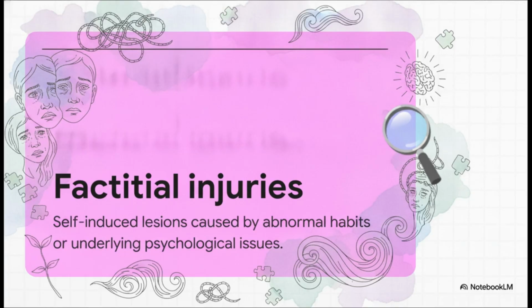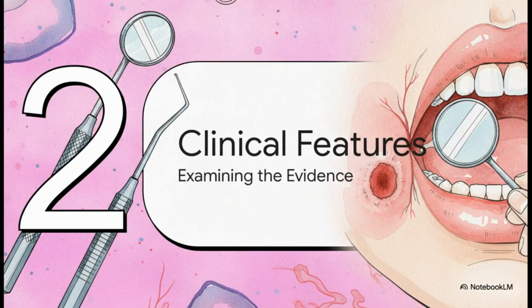Then, on the complete opposite end of the spectrum, we have factitial injuries. These are self-induced lesions caused by an abnormal habit. I'm telling you, these self-inflicted injuries are incredibly frustrating to diagnose in clinic because they just don't make sense. They follow a totally unpredictable course. The patient might not even realize they're doing it, or, they might be actively hiding it from you. Ultimately, these cases take a lot of sensitivity because actually fixing the physical ulcer might mean addressing an underlying psychological problem through counseling.